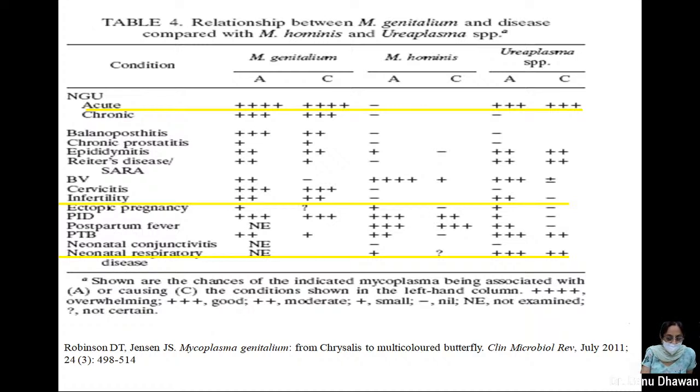Then another thing is, in case of Ureaplasma, if you can see down in the table, it not only causes genital tract infections in men and women, it is also a very important cause of neonatal respiratory disease. That is, chronic lung disease of the newborn. You see it in premature babies, when the mother is infected and the respiratory tract gets colonized with this organism at the time of delivery.